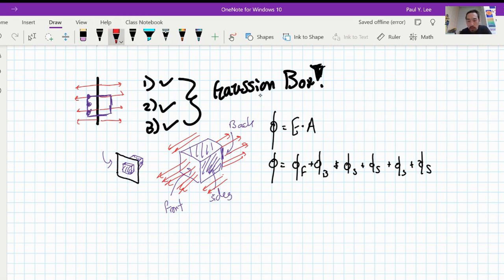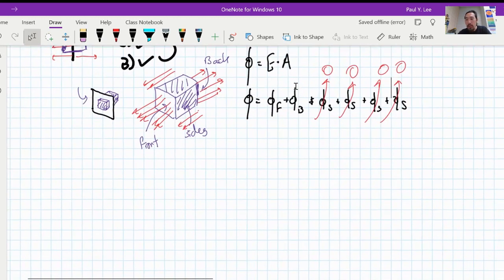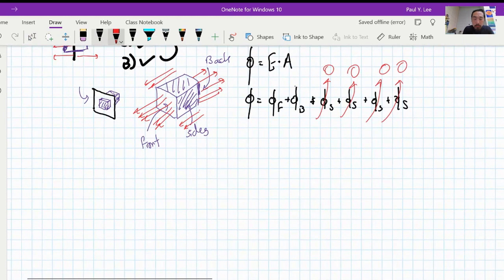And the parts where the fluxes are 0 are actually these 4 sides because the E field isn't coming out of those parts of the box. All right. So only the front of the box and the back of the box actually have the E fields coming out. So those are the only parts where we actually have flux. So this actually makes our math a lot simpler.